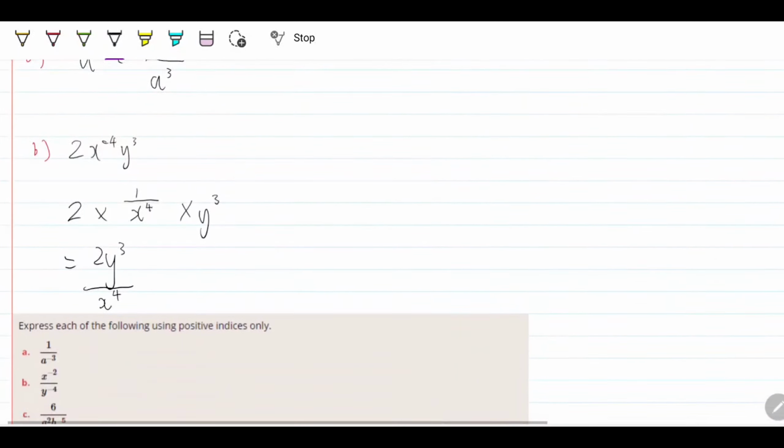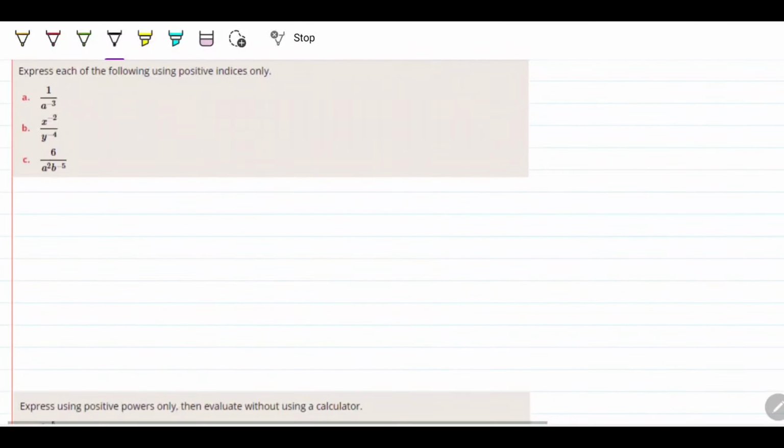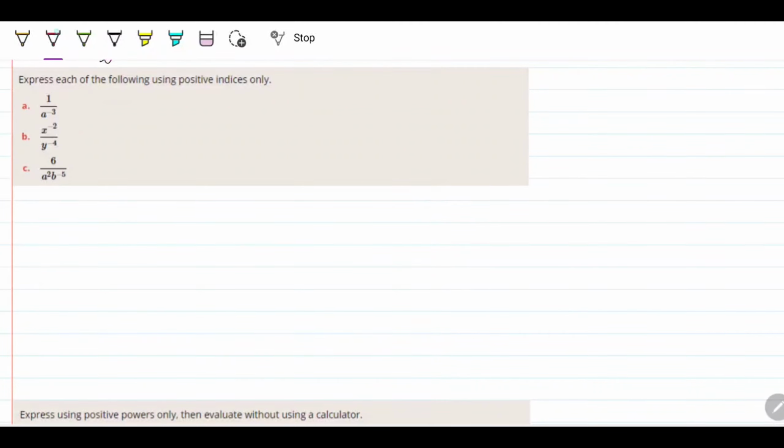Okay, let's continue moving on. Express each of the following using positive indices only. In example A, we have 1 over a to the negative 3. This is the same as saying a to the positive 3. Remember our rules.